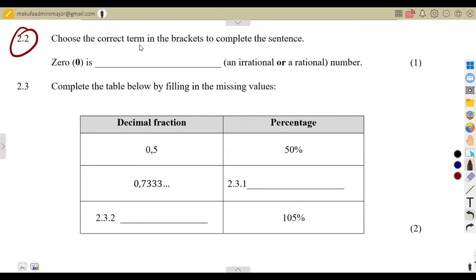2.2, choose the correct term in brackets to complete the sentence. Is zero an irrational number, or is it a rational number? Remember, zero can be given as 0 over 1. So if it can be written as 0 over 1, it means it's a rational number, because a rational number is one that you can write in the form of a fraction, a over b, where b is not equal to 0. So it means 0 over 1 is a rational number.